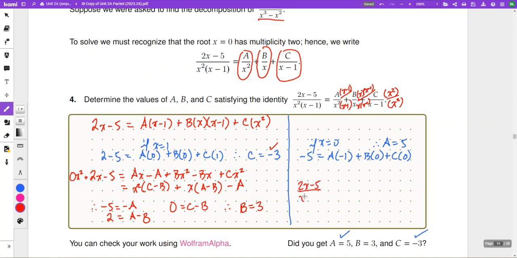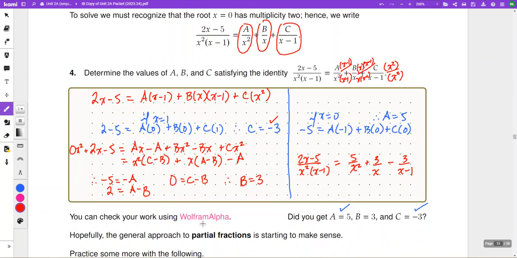2x minus 5 all over x squared times x minus 1 can be written as 5 over x squared plus 3 over x minus 3 over x minus 1. And that would be our partial fraction decomposition. Once again, this approach is going to be very, very useful when you do the work in calculus dealing with some integration techniques. So check your work using different resources.